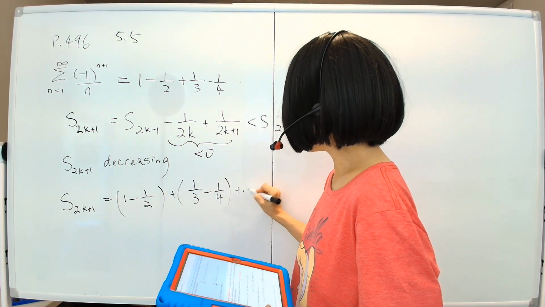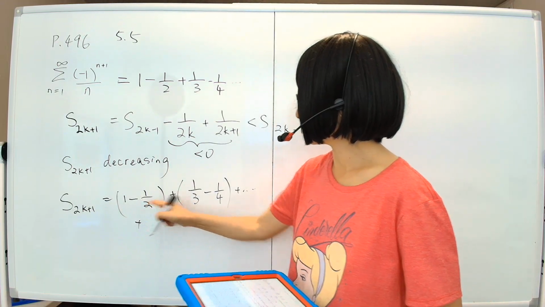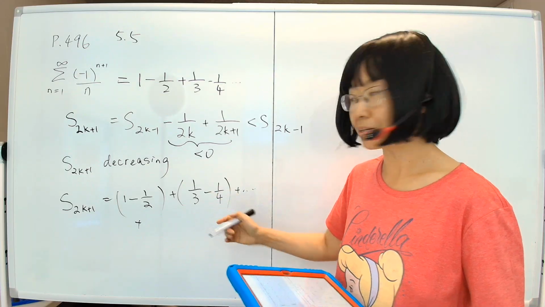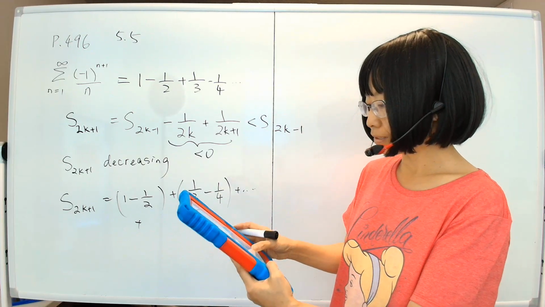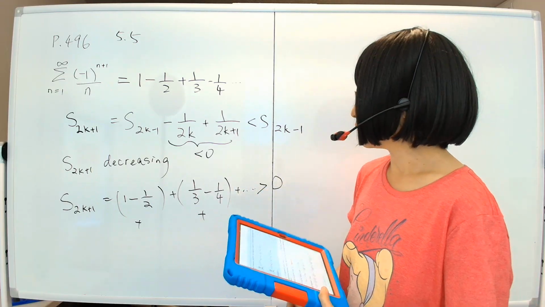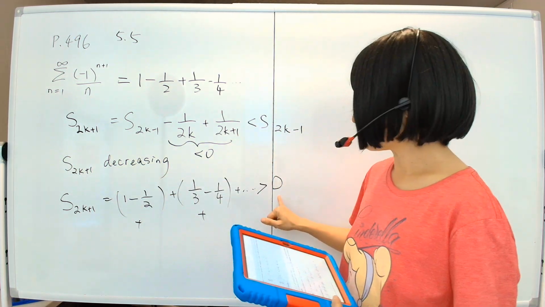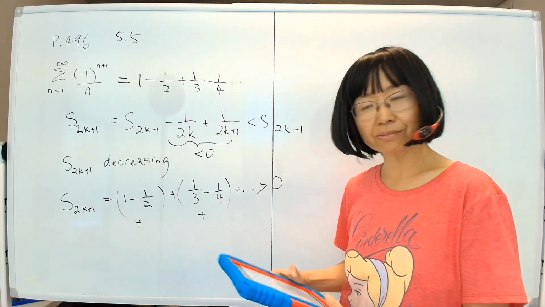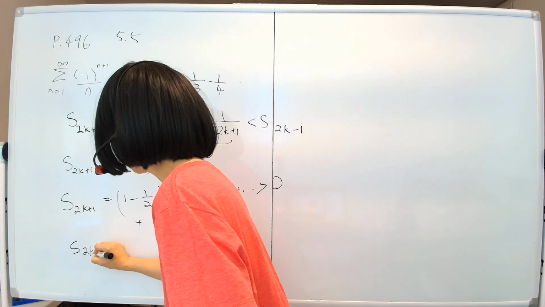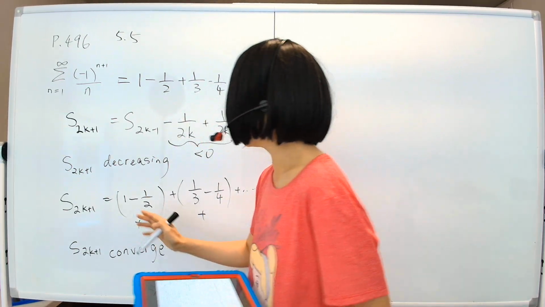Very quickly you notice that if you group it up like this, each time you have something that's positive. This is positive, right? And this is also positive. Each time you have something subtracted by a fraction that's slightly smaller, so it's all positive. Therefore S_{2k+1} is going to be bigger than 0 because it's a bunch of positive stuff added together. Therefore, it's bounded below by 0. So S_{2k+1} is a decreasing sequence that is bounded by 0, and therefore, by the monotone convergence theorem, S_{2k+1} converges.